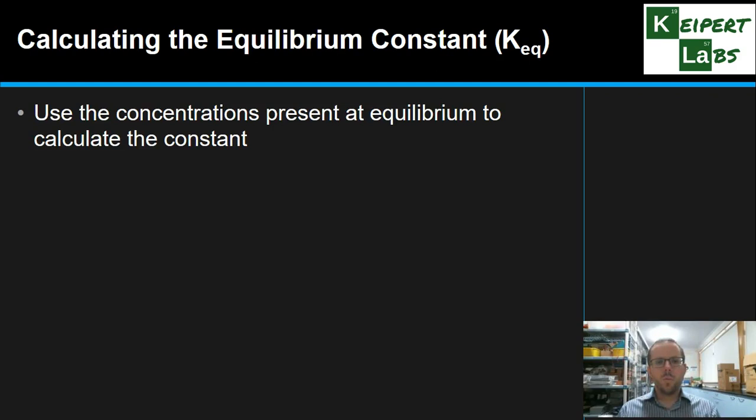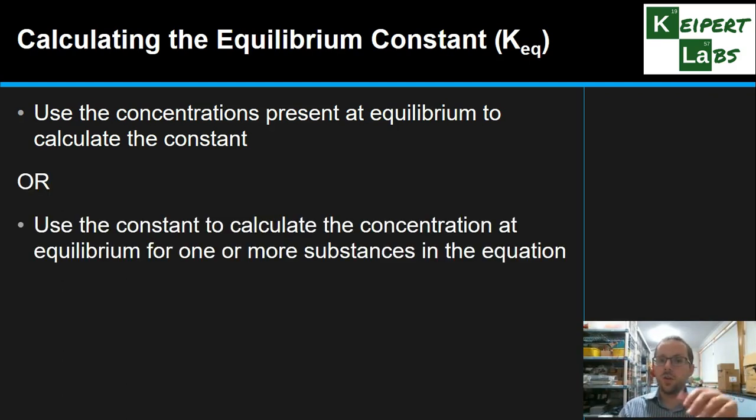What it allows us to do is two types of calculations. The first one is that we can use the concentrations present at equilibrium to calculate the equilibrium constant, or we can use the constant to calculate the concentrations at equilibrium, once we've reached equilibrium, for one or more substances in the equation. So we've got both directions that we can go. Do you calculate the constant, or do you use the constant to calculate concentration? I'm going to show you how we do both.